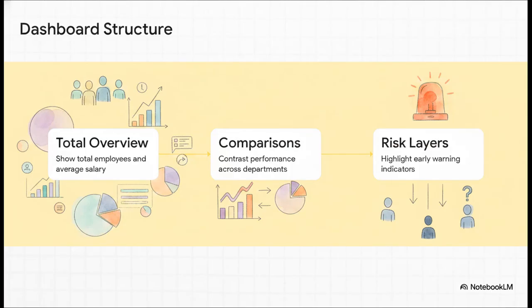When you are finally ready to present this third project in something like Power BI or Tableau, you have to structure it with total intention. Step 1. Build a total overview showing total employees and average salary. Step 2. Add department comparisons to contrast performance. Step 3. Include risk layers, highlighting early warning indicators, like predicting the probability of attrition. This specific sequence shows deep, structural thinking, which managers love.